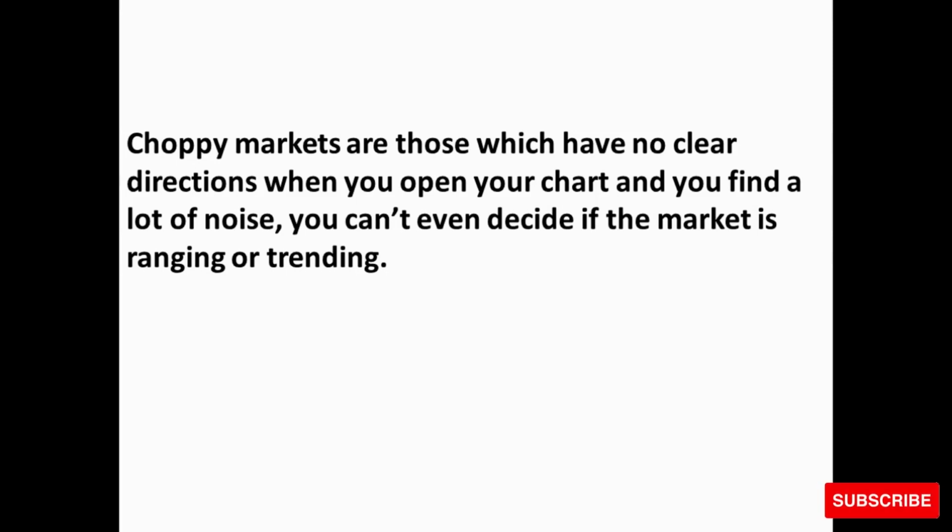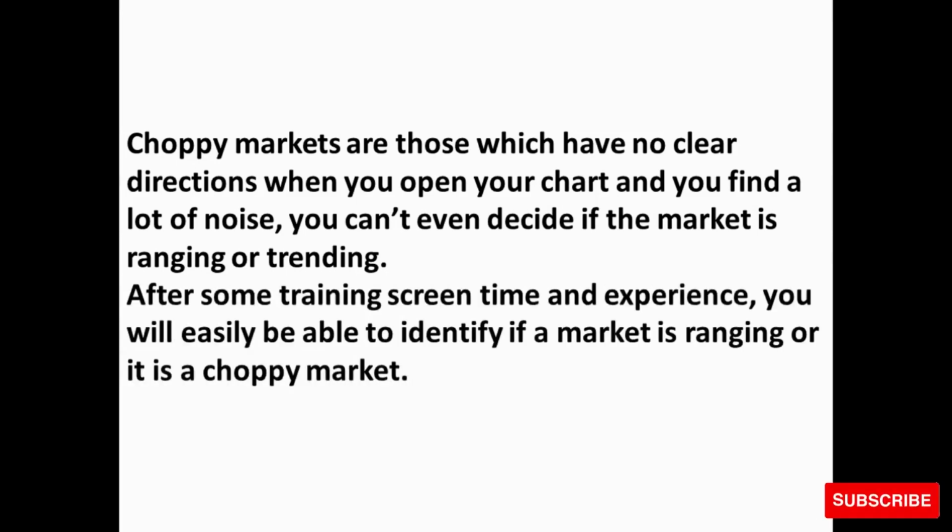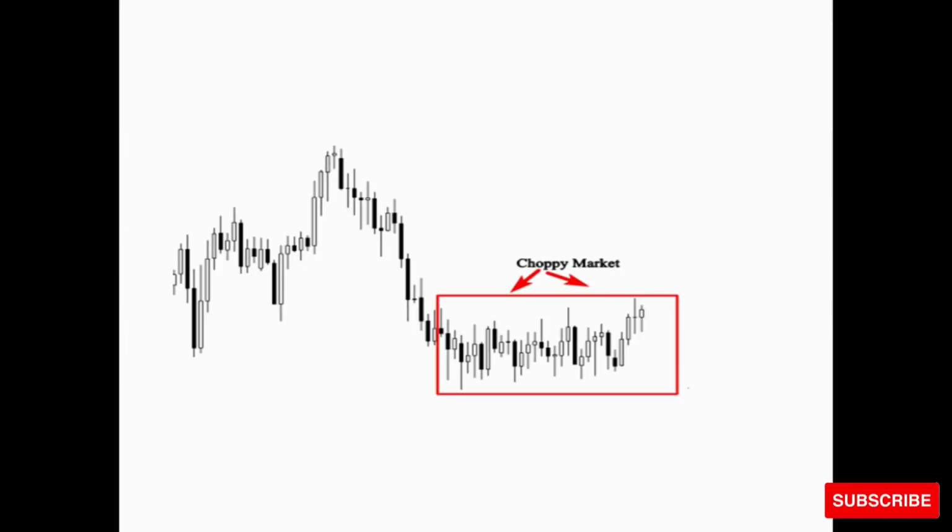After some training, spending time on screen and experience, you will easily be able to identify if a market is ranging or if it is a choppy market. Let's see an example of a choppy market. Notice in the given chart, the price action in the highlighted area is very choppy, and it is moving sideways in a very small tight range. This is a sign of a choppy market that you should stay away from. If a market is choppy, in my opinion, it is not worth trading.